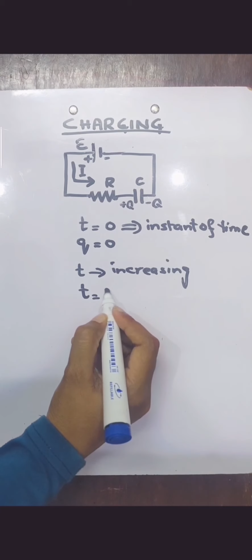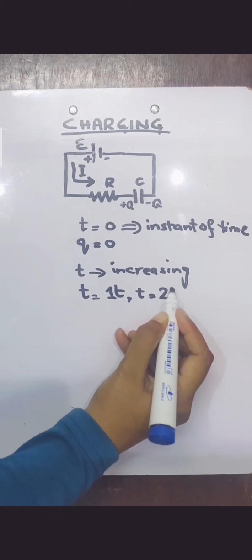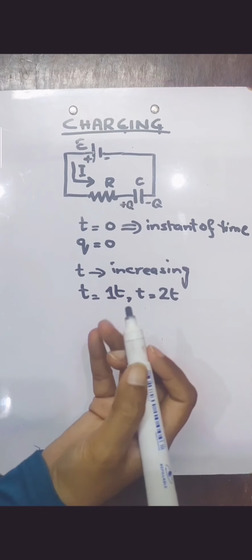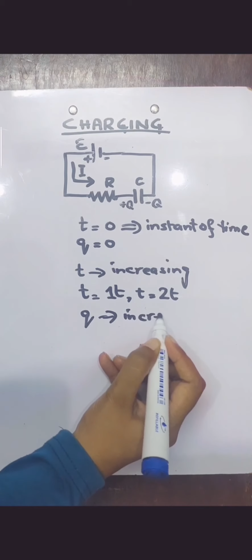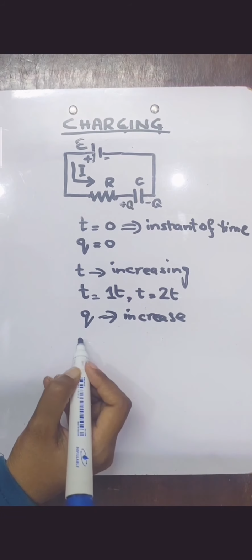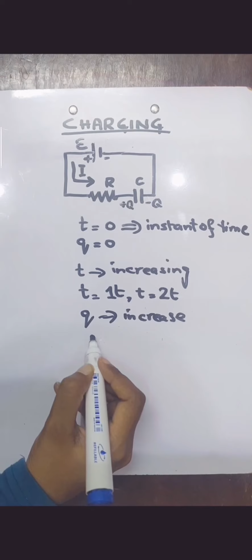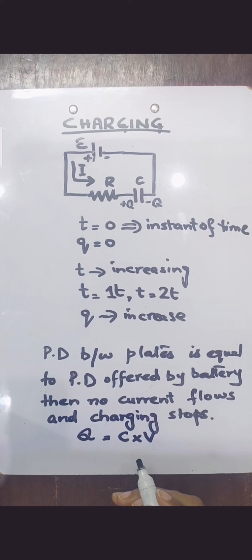If I'm taking T equals 1T, what does that mean? 1 unit time, that means 1 RC, then 2 RC, that is, 1 times the time constant, 2 times the time constant, and so on. In this case, the value of Q also increases. Another thing we notice is that when the potential difference between the plates equals the potential difference offered by the battery, no current will flow through the circuit.